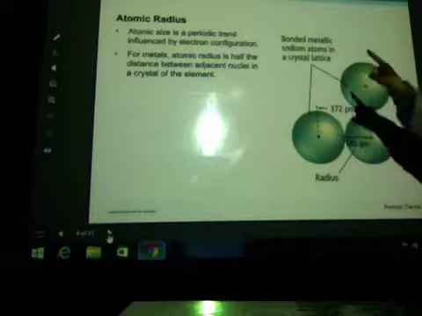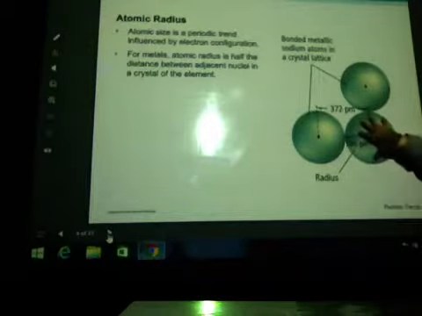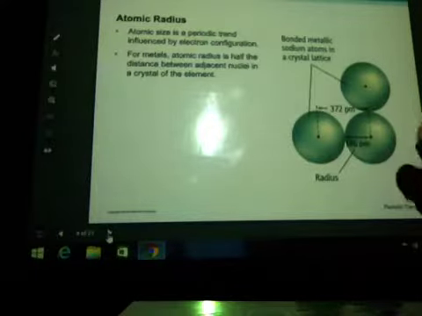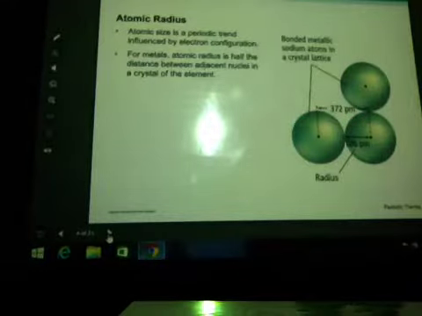But basically, when we're looking at atomic radius, we're using it to talk about the size. So if it has 186, that's the size of that atom. What's the size of a different atom?